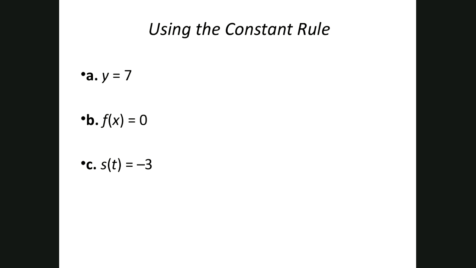So using the constant rule, what is the derivative of y equals 7? 0. F of x equals negative 3, 0. Now, last year in AB calculus, you probably had some problems with these. Not really. Hopefully you didn't have problems with the constant rule.